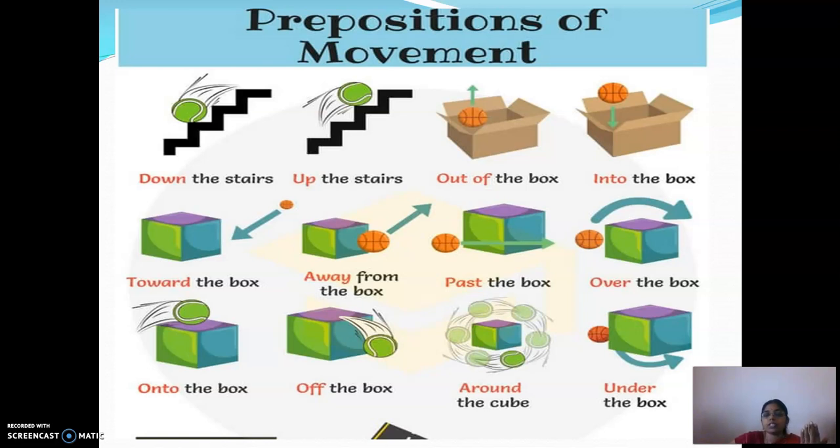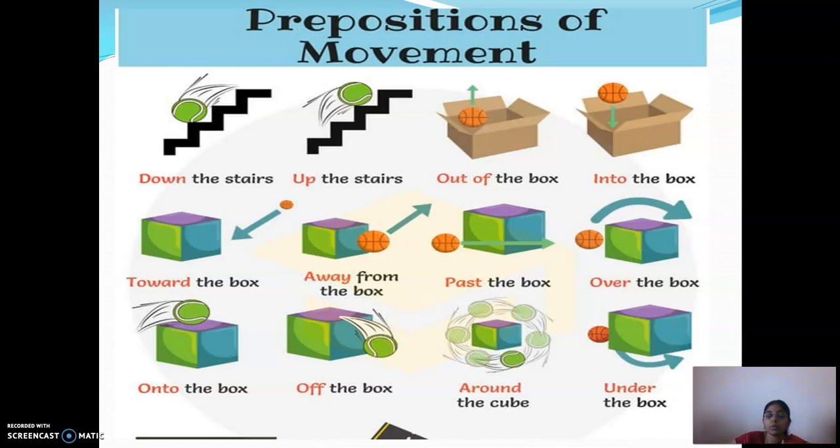Out of the box, into the box. You're throwing into the box, taking the ball out of the box. Towards the box, can you see the arrow? Ball is coming towards the box. Ball is going away from the box. See the arrows. Okay. Past the box.